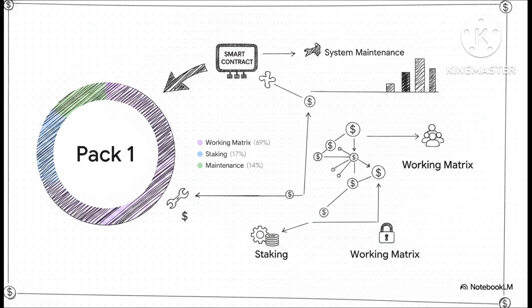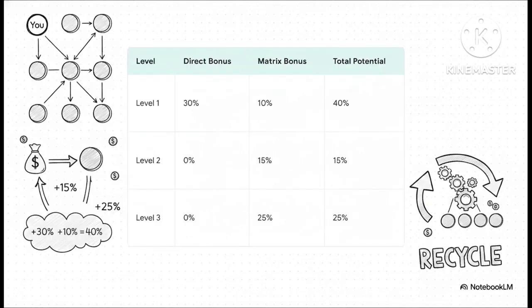According to the plan, $5 is immediately routed off to system maintenance and development. So that leaves $30. The contract then splits that remaining $30 into two distinct buckets. 80% goes to the working matrix, and 20% goes into staking. So to break down that math, $24 fuels the networking income, while the remaining $6 is allocated over to the staking mechanism. Let's look a little closer at how that $24 matrix allocation actually gets paid out.